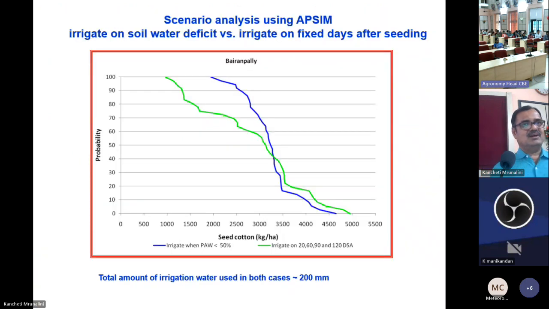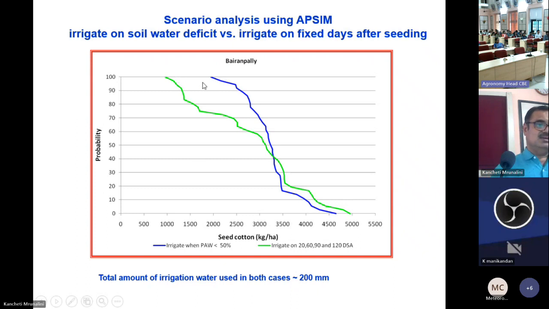And this we have also done for cotton using the APSIM model. Normally we recommend irrigation at 20, 60, 90 or 120 days after sowing or emergence of the crop to minimize the stress. Instead of following that kind of management practice, you can follow the irrigation schedule based on the depletion of available moisture.